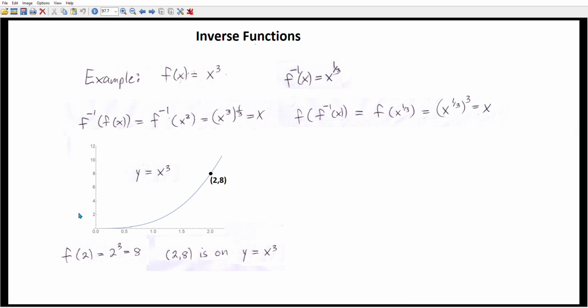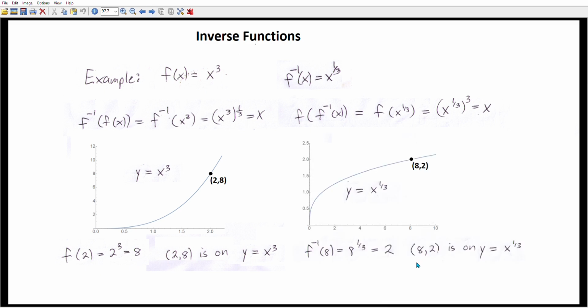Now, if we look at the picture here, we can see that here's the graph of y equals x cubed, and here's this point 2, 8. So f of 2 is 8, and 2, 8 is on this thing. Now, the inverse has to take 8 back to 2. Remember, that's the story here. F followed by f inverse gets you back to where you started. So f of 2 is 8. F inverse of 8 has got to be 2. And that means this point 8, 2 is on the graph of f inverse.